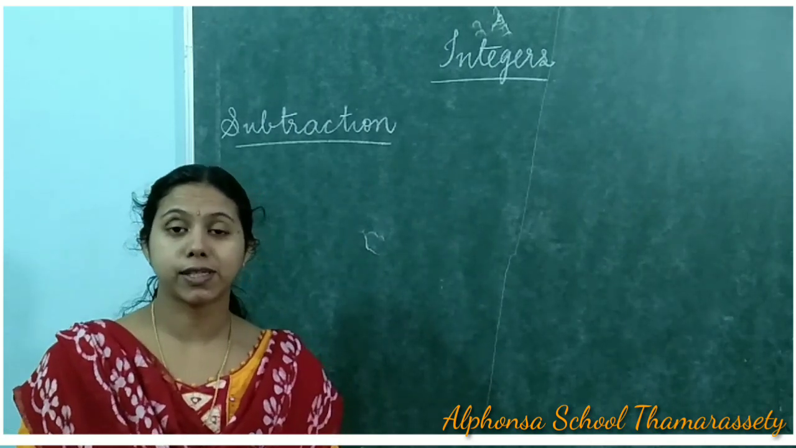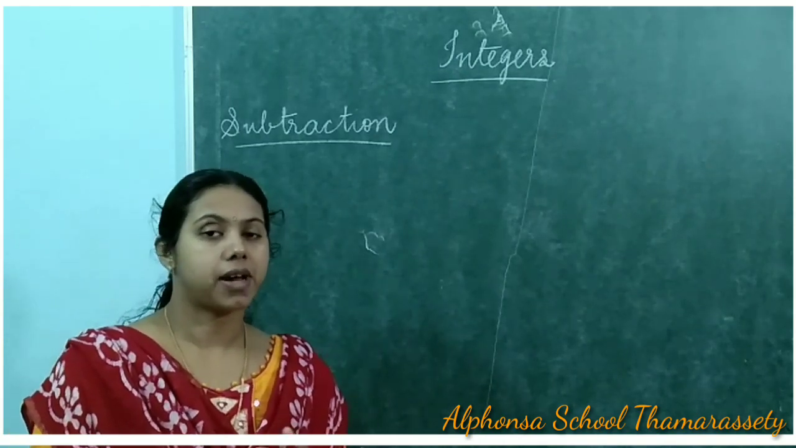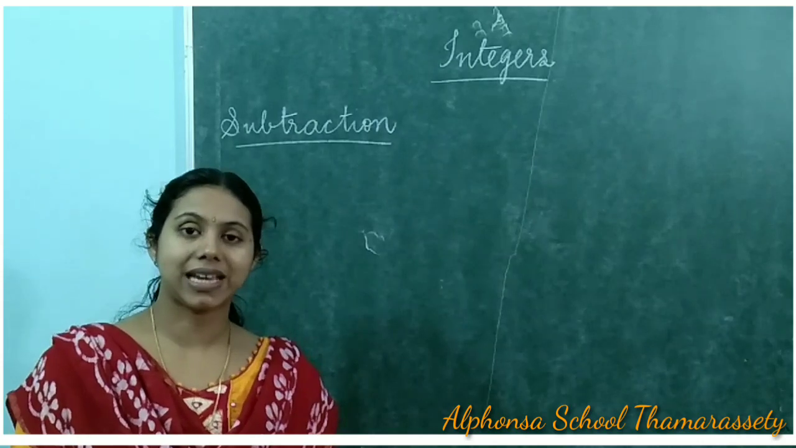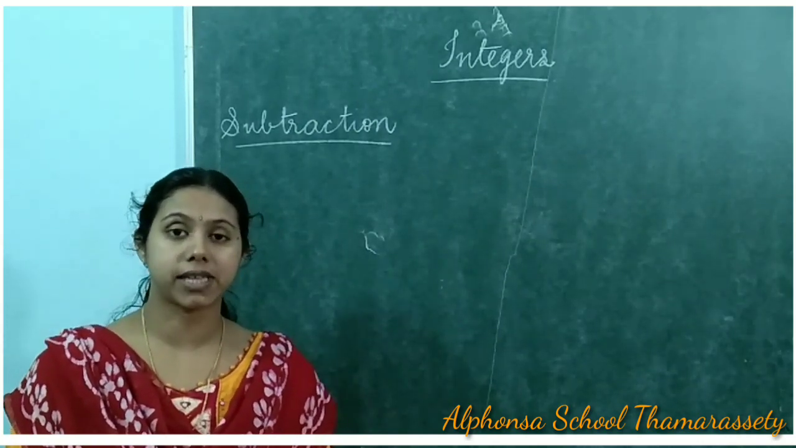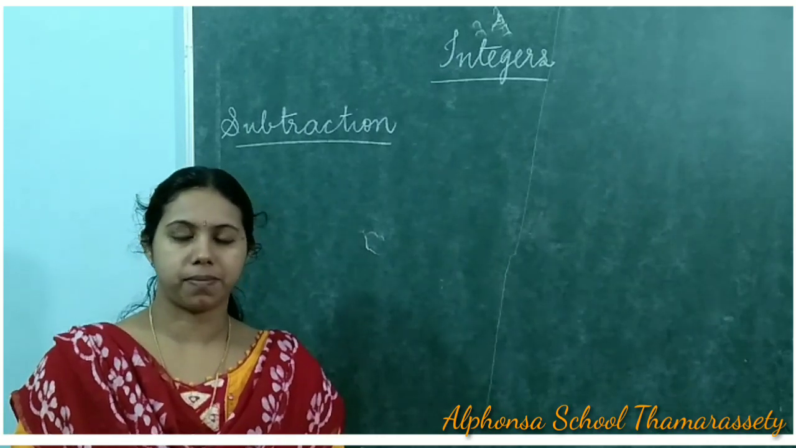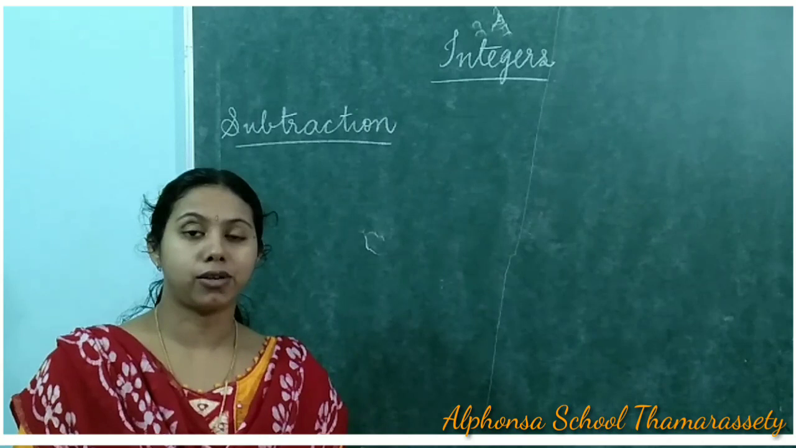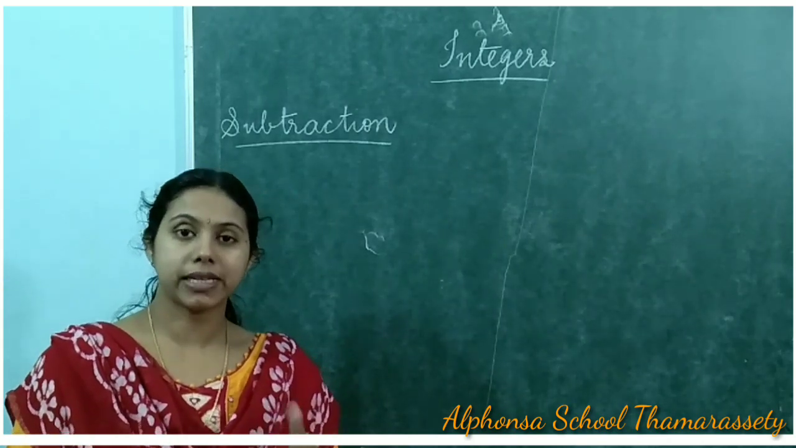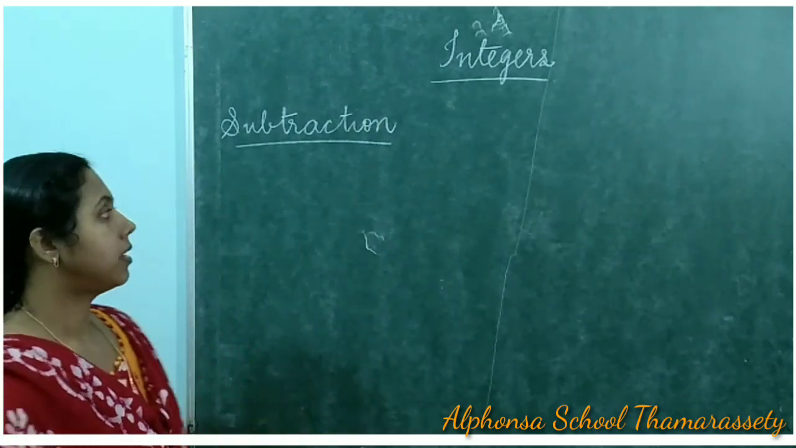Subtraction is the reverse of addition. So when we are subtracting two integers, we can change subtraction to addition by adding the additive inverse of the second number to the first number. We know how to add two integers. We know the rules of addition of integers. Using that we can do the subtraction. Let us see one example.